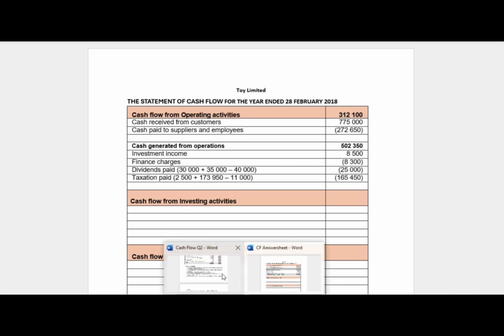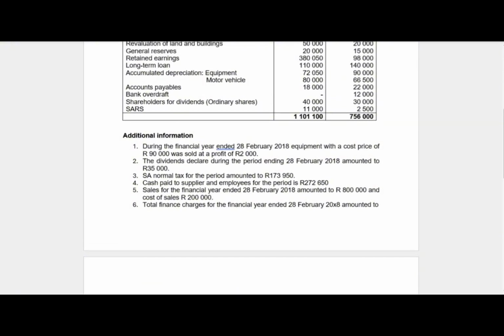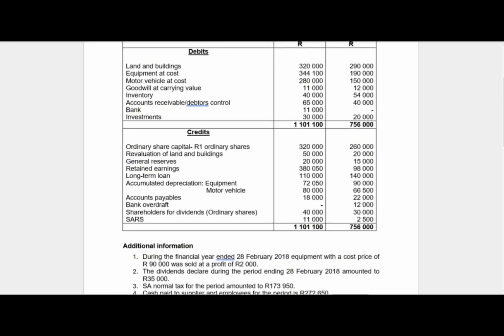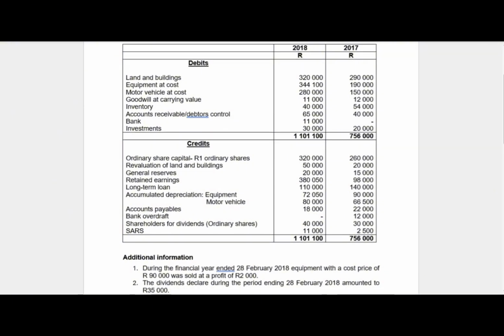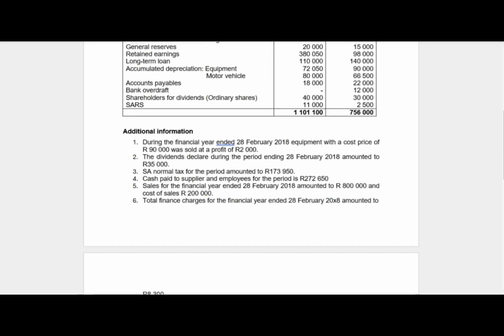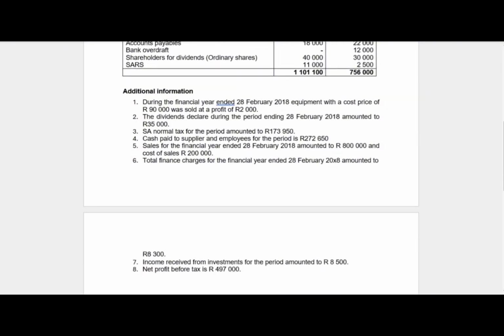In our question, let's start with the investing activities. With the investing activities, let's see up there what we have. We have equipment, and we have motor vehicle at cost. If you check, motor vehicle is not considered in the additional information, so it's going to be easier to calculate everything for it, right? It's going to be easy. It's not there in the additional information. It's only equipment that is considered in the additional information.